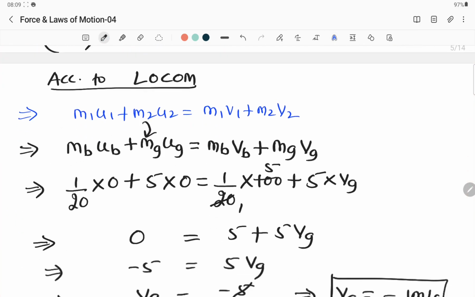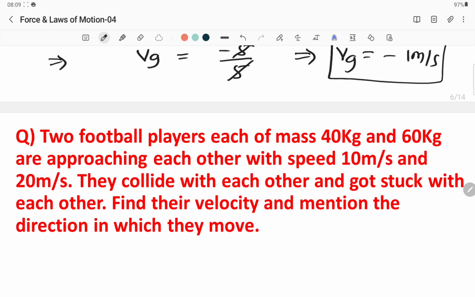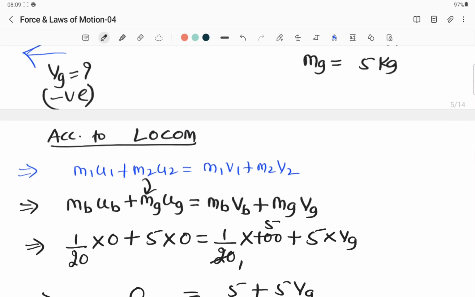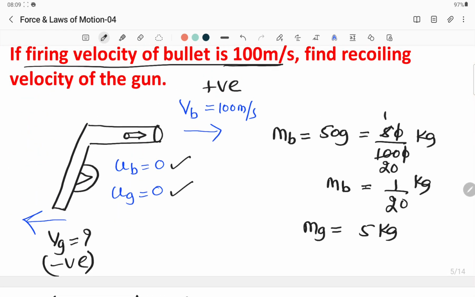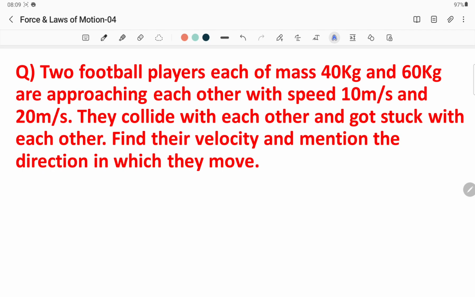Alright, moving forward, let's get into another question. Before getting into the question, look at this: the velocity of this bullet is 100 meter per second because its mass is just 50 gram, and the velocity of the gun is minus 1 meter per second because its mass is 5 kg, a huge mass. So according to the masses the velocity will be decided. Alright, let us move on to this third problem.